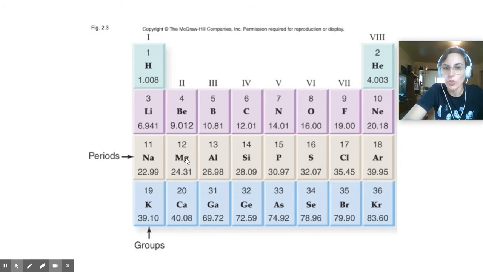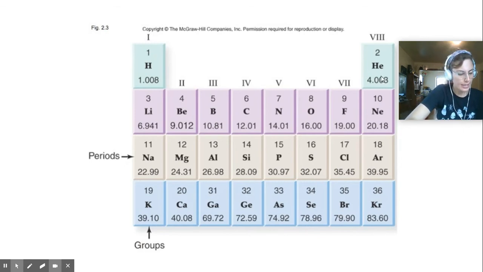We use this as a tool to know how the elements will be organized on the periodic table, so we can make predictions about how elements are going to behave. Everything in this first group is going to have one valence electron in its outermost shell. Everything in this group is going to have two valence electrons, and three, and so on. The only ones that have eight, the octet rule, eight is great, eight valence electrons in the outermost shell, are the noble gases.